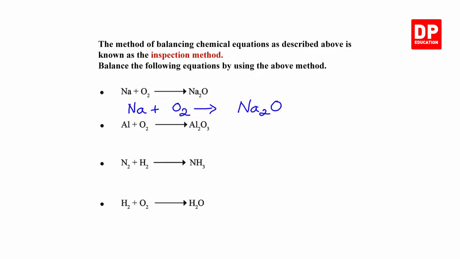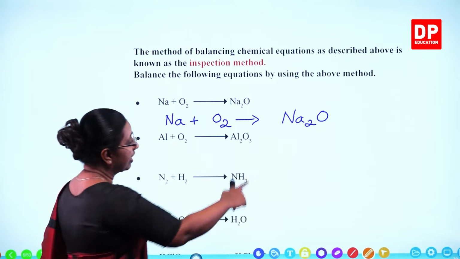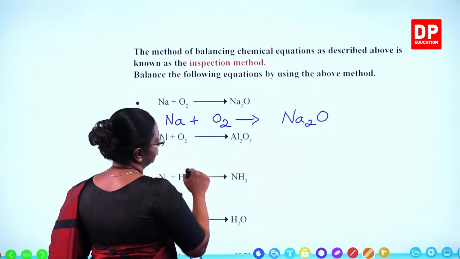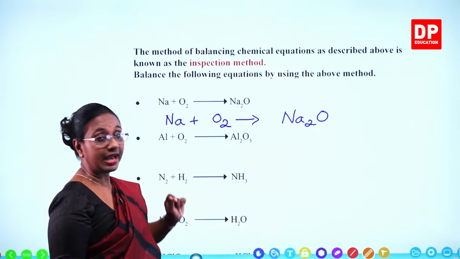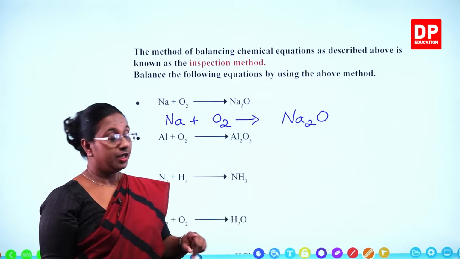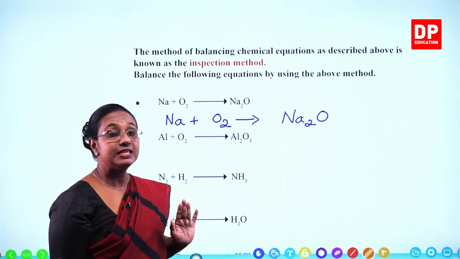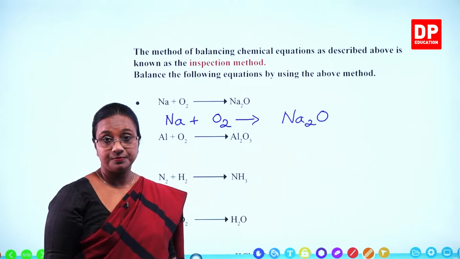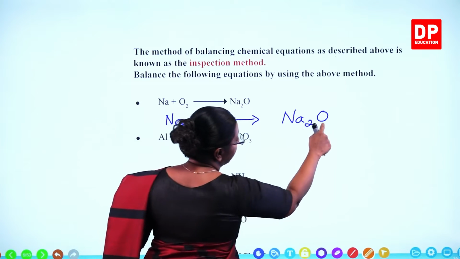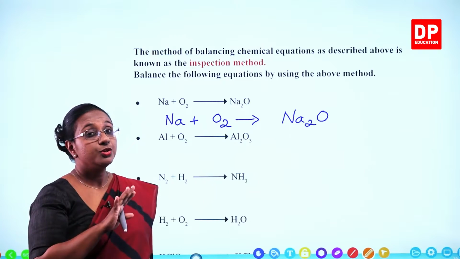Now look at the reactants. 1 sodium atom, there are 2 sodium atoms in the product. Why? Na2O. When you take oxygen, O2, so 2 atoms of oxygen on the reactant side, but only 1 oxygen atom on the product side. You can either balance sodium first or oxygen first, but it is easier if we start with oxygen. So O2, there are 2 atoms. To balance that, can you put the 2 here? No. That will change the chemical formula. So you can't do that.